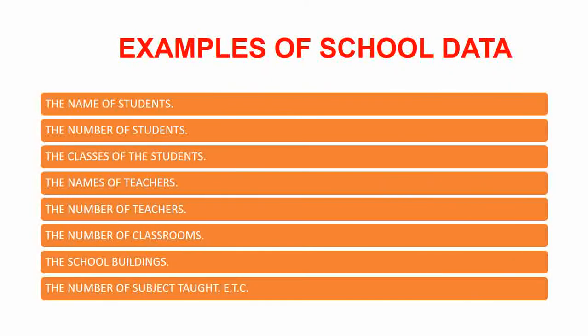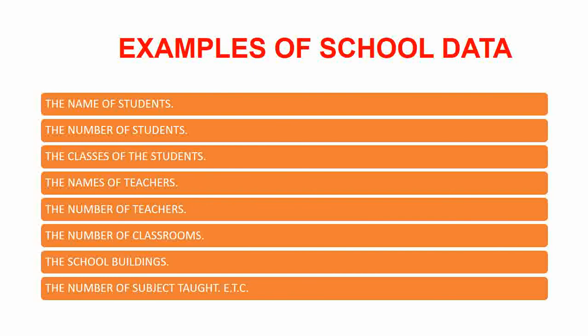So let's start with the school data. Of course, I expect you to guess the likely examples of school data. Your name is a good data. The number of students perhaps in the school, like the school population, the classes of the students, J.S.S, the names of teachers, the number of teachers, the number of classrooms.